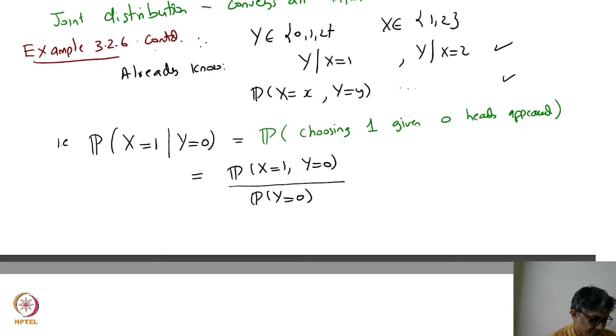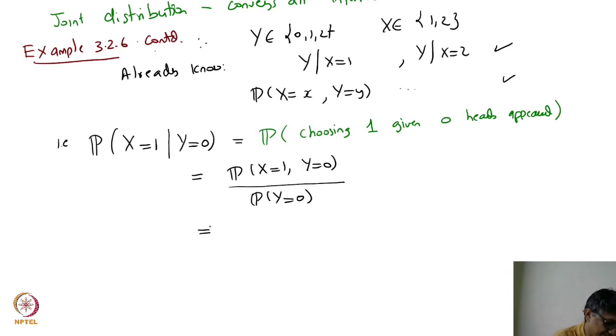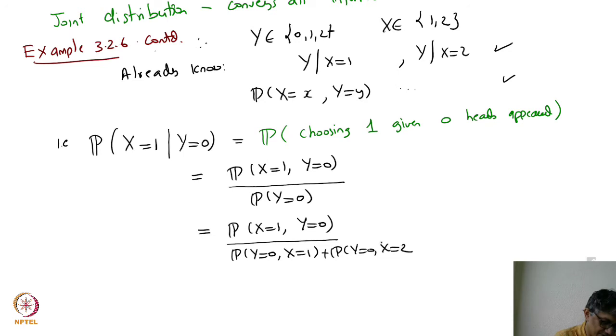Now, for y equal to 0, you can do the same thing. You can do a little trick. The probability x equal to 1, y equal to 0, this we know from the table. And at the bottom, you write it as the probability y equal to 0, x equal to 1, plus the probability y equal to 0, x equal to 2. These are two things we have.